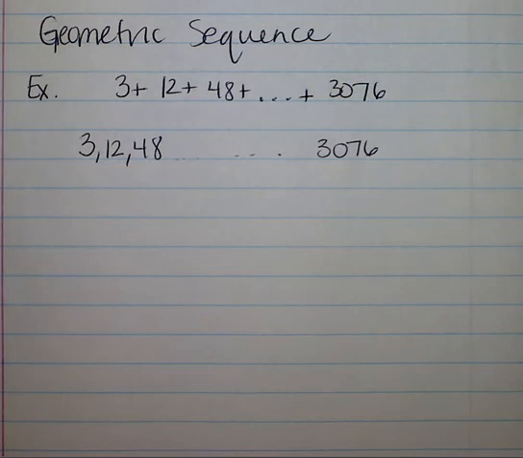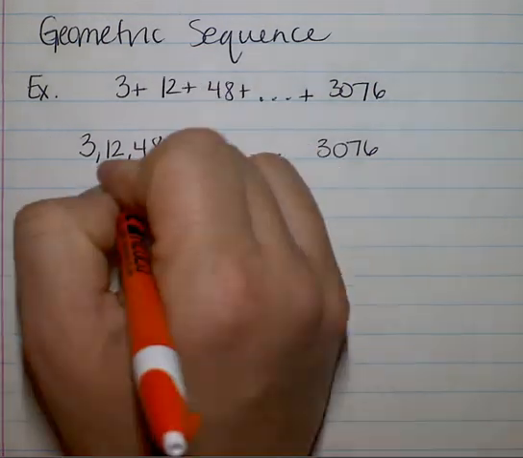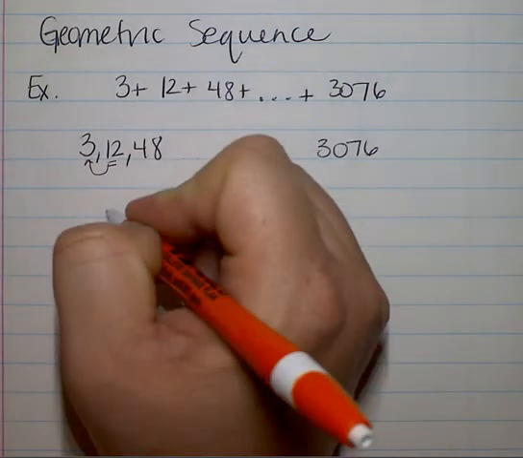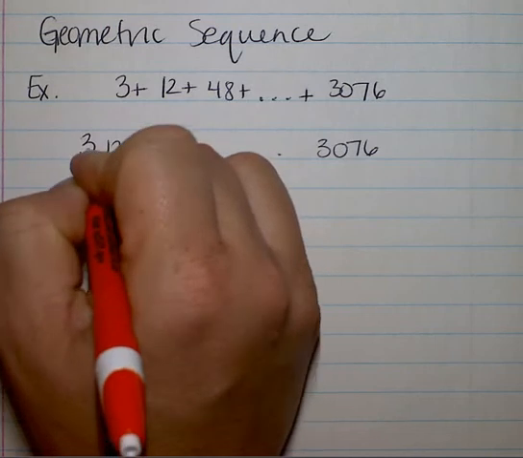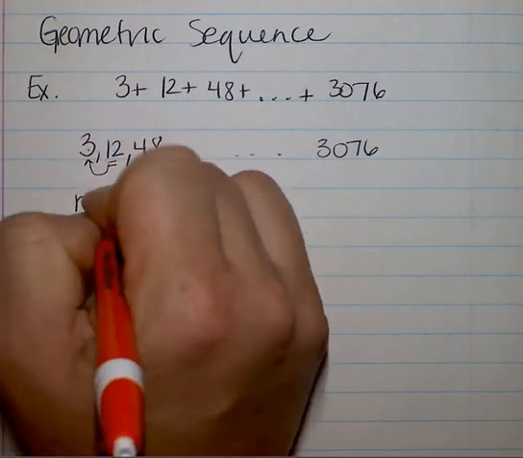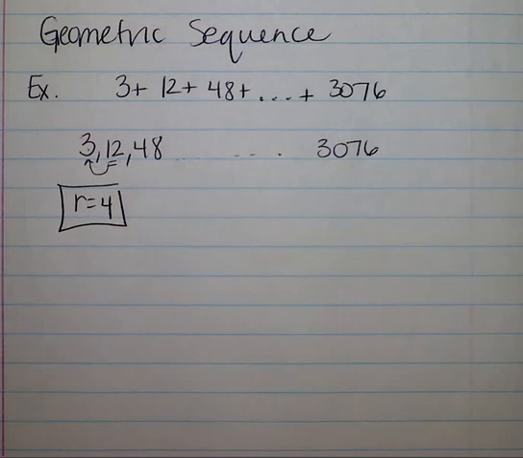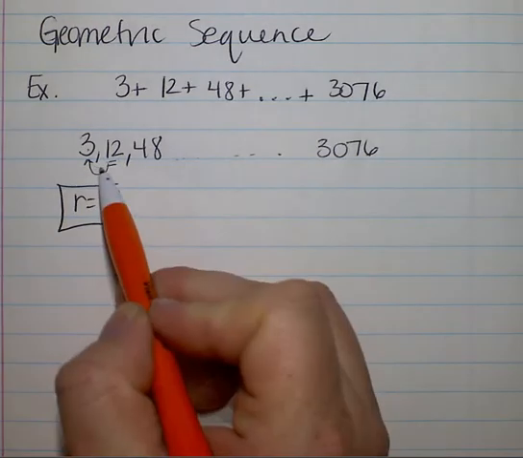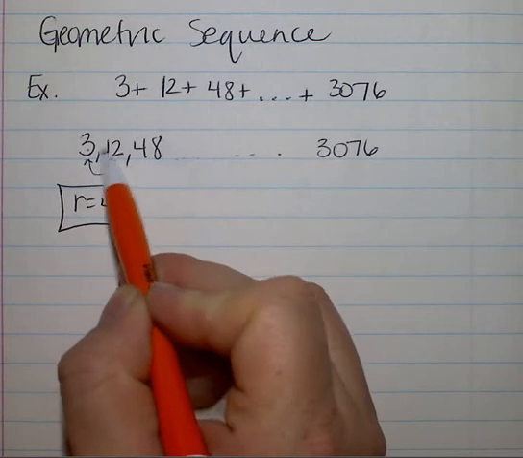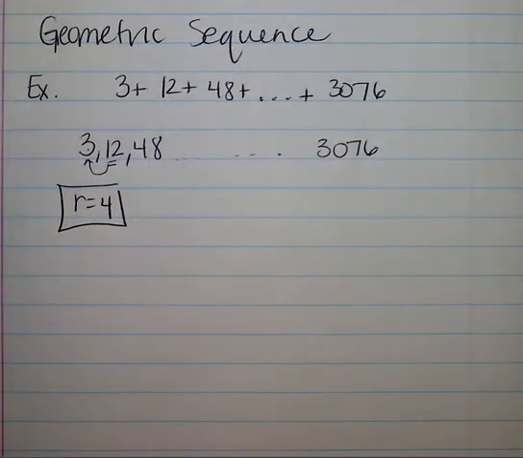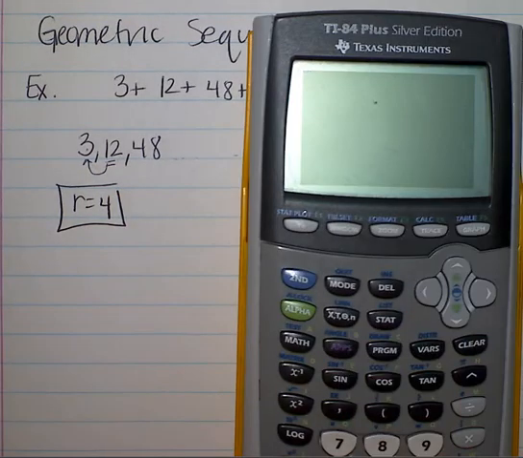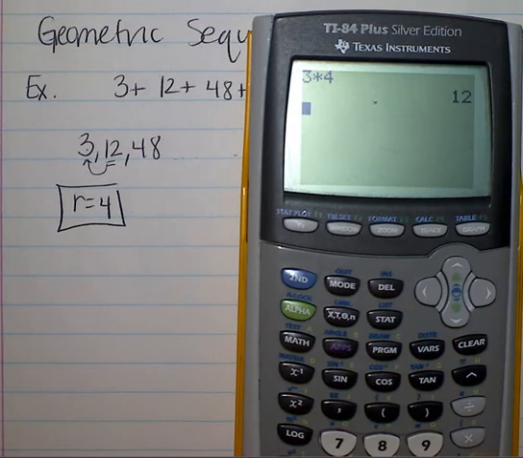Well, the first thing you do is you always take the second number and you divide it by the first number, in that order. So 12 divided by 3 is 4. That is your rate. It's consistent to get from one number to the next. In this particular problem, we are going to multiply by 4. So just watch me do the first one, please. I'm going to take 3 times 4, that's the second number, times 4, that's the third number.